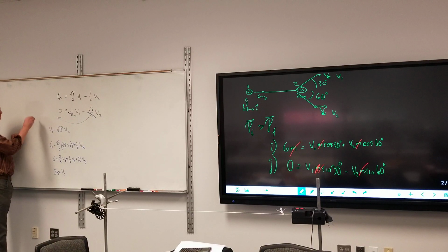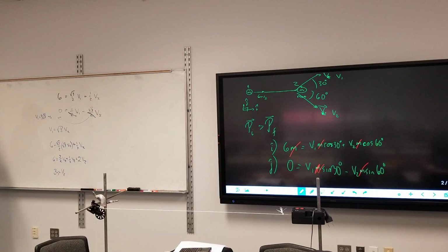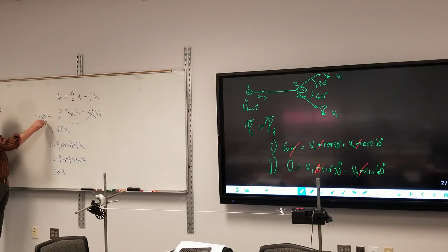Plug into here. v1 is 3 radical 3 meters per second, so around 5.2 meters per second.